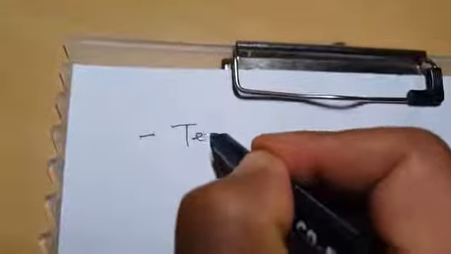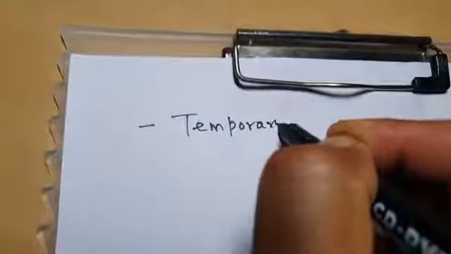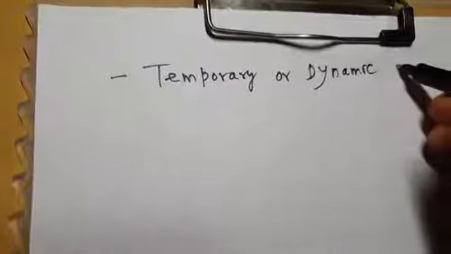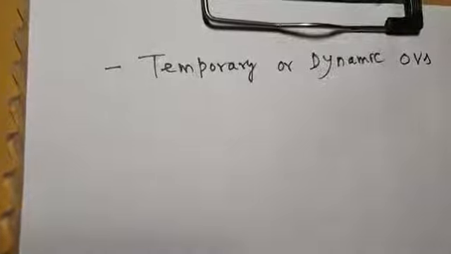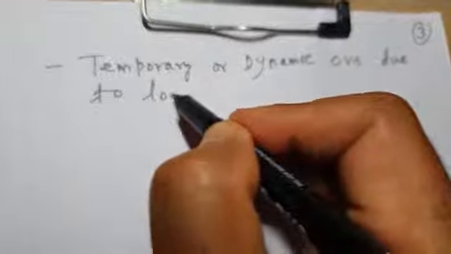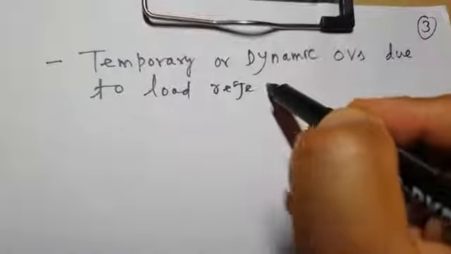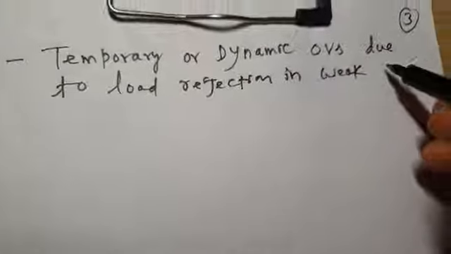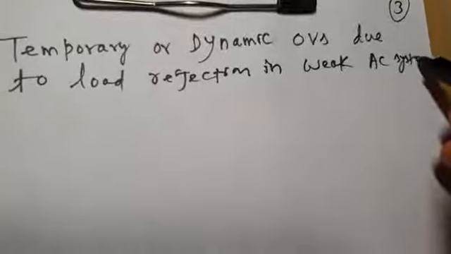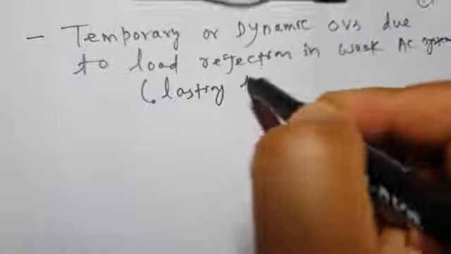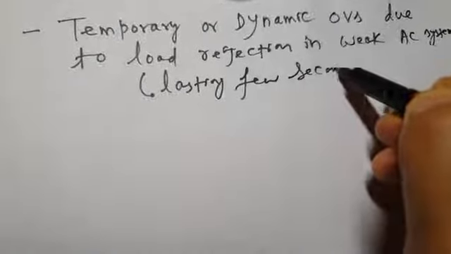Now the next disturbance on the AC side may be temporary or dynamic over voltage. Dynamic over voltages due to load rejection in weak AC systems, lasting a few seconds.